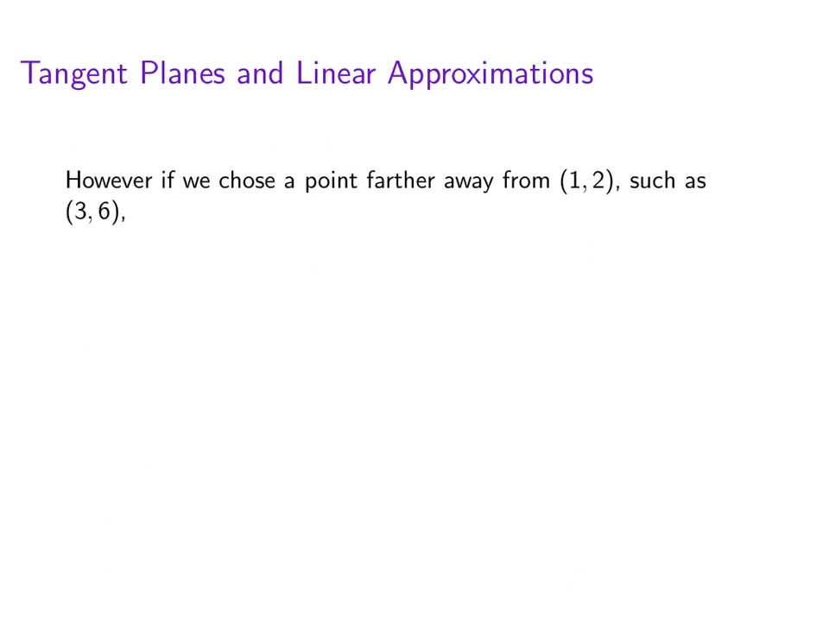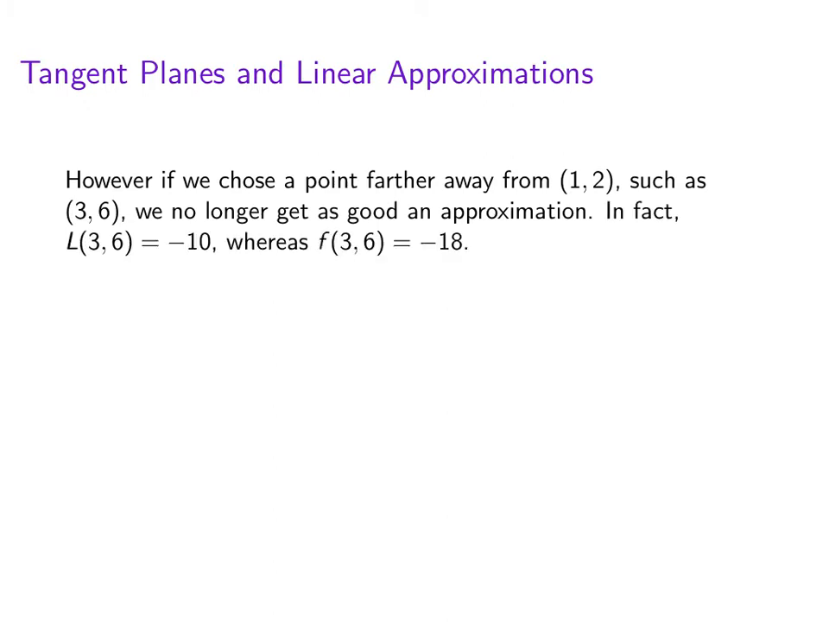Now, tangent plane approximations, or linear approximations, only work if we choose points that are close to the point of tangency. So let's say we choose a point very far away from (1, 2). Let's say we go all the way out to (3, 6). That's pretty far away from (1, 2), and our approximation will not be quite as good. In fact, L of (3, 6) is equal to negative 10, whereas f of (3, 6) is actually equal to negative 18. So instead of being off somewhere in the second decimal place, this is off by a distance of 8, which is a lot.